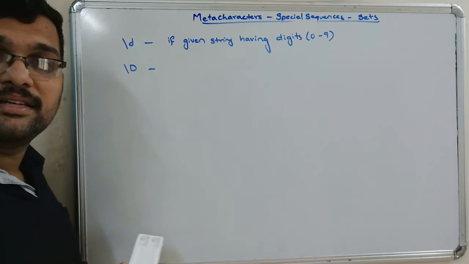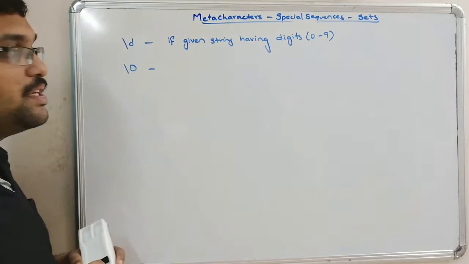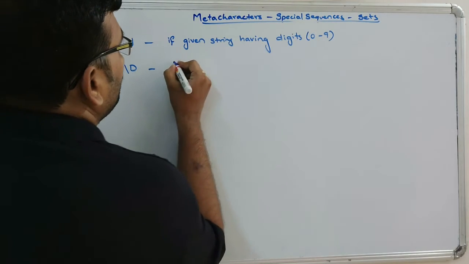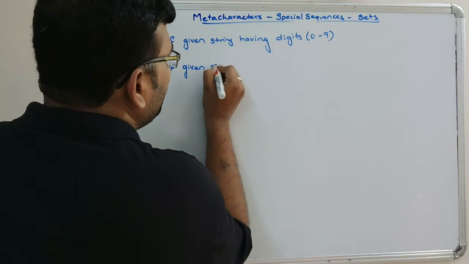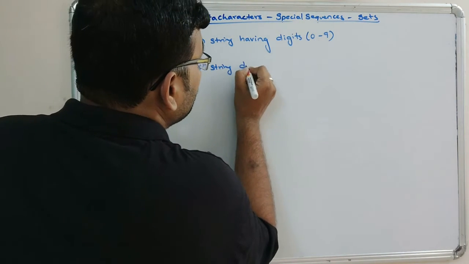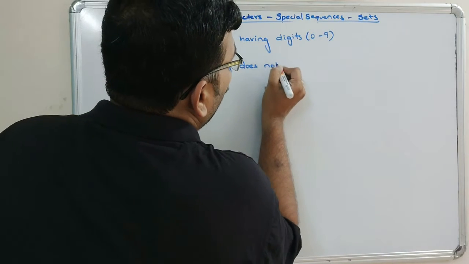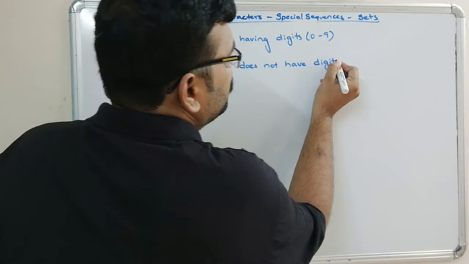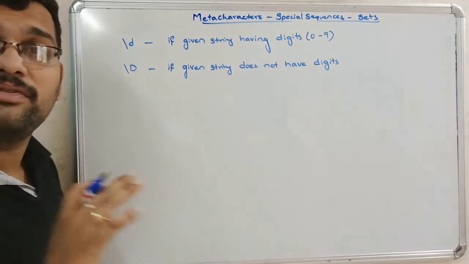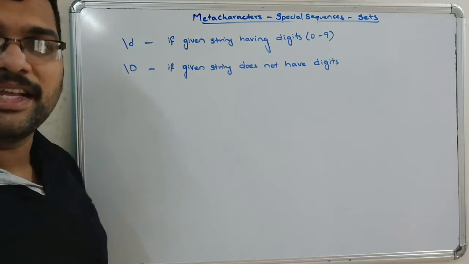Next, \D. \D returns a match if the given string does not have digits. That means the given string should not have digits, then it will return a match.